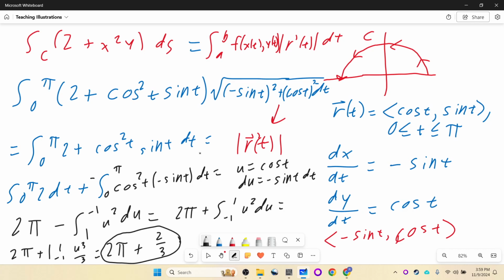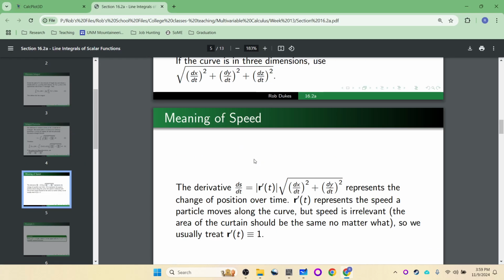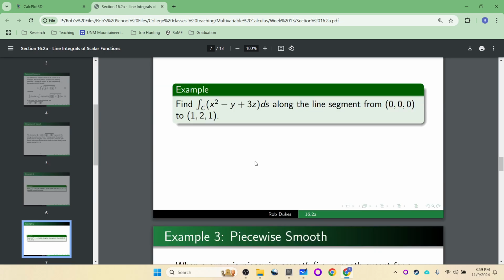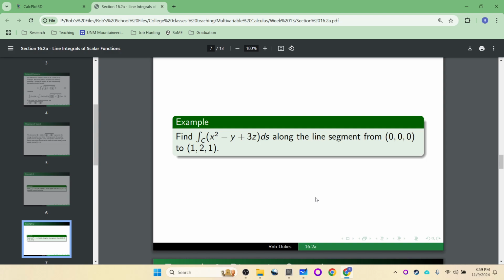All right, on to the next. Example 2. Find the integral of x squared minus y plus 3z ds along the line segment from 0, 0, 0 to 1, 2, 1.